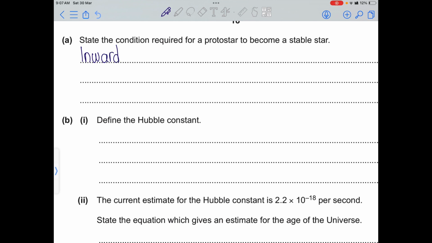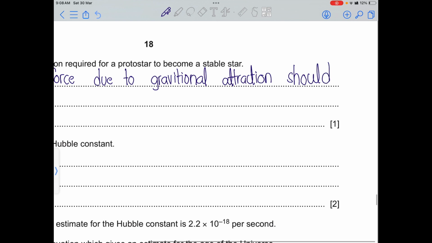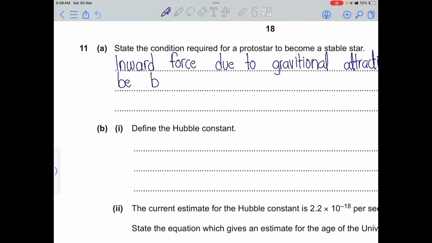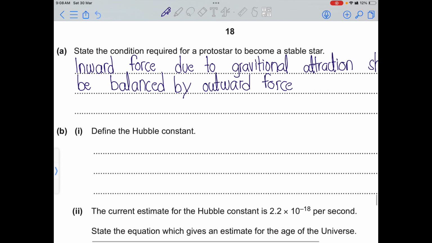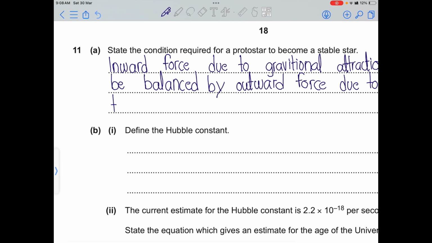Inward force due to gravitational attraction should be balanced by outward force due to high temperature in the center of the star.